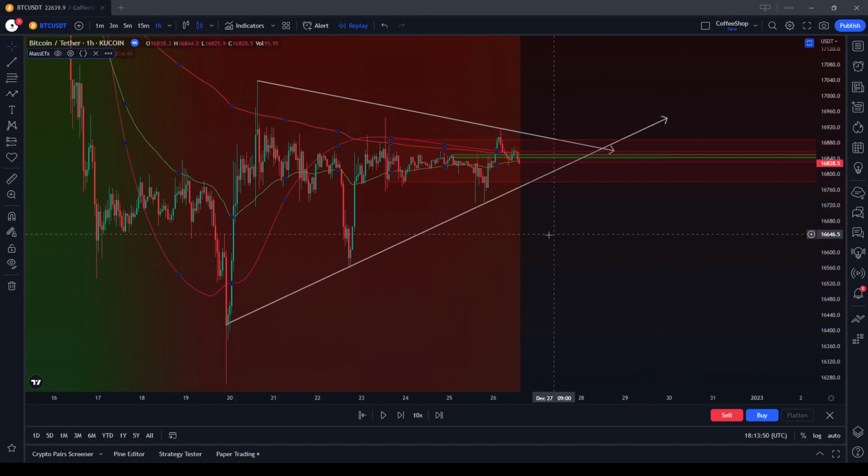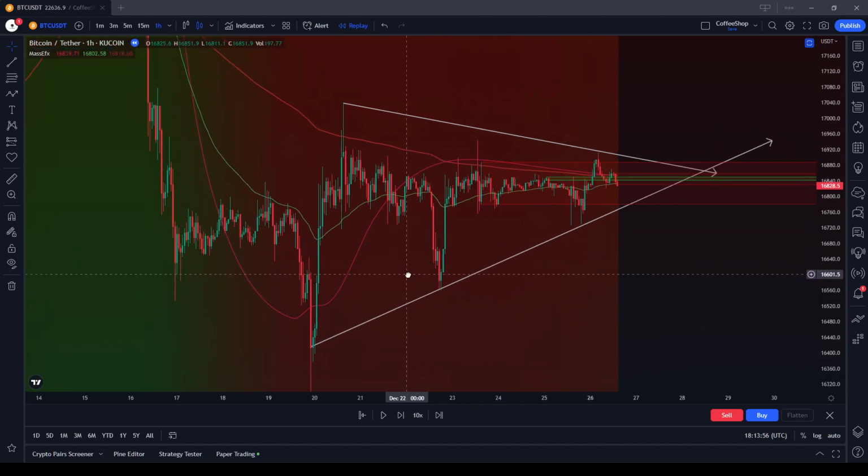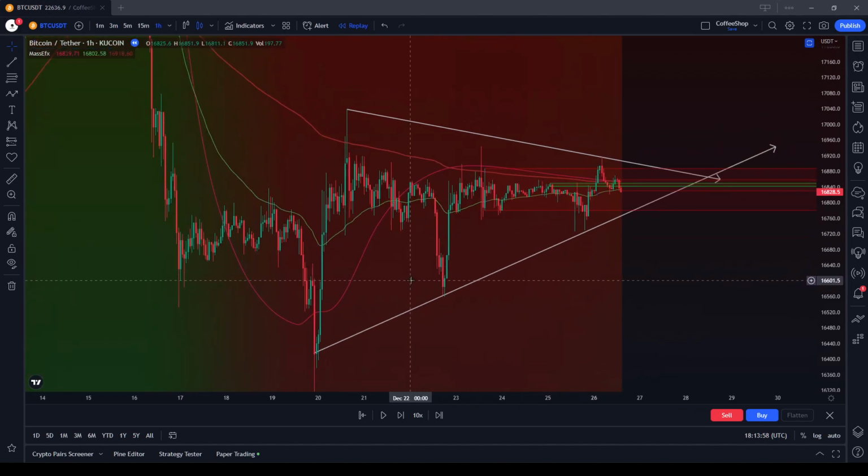So we get this big flag pattern taking place. Now, I'm glad that you picked this because this is a, what is this called? This is called a symmetrical flag pattern, a symmetrical triangle.